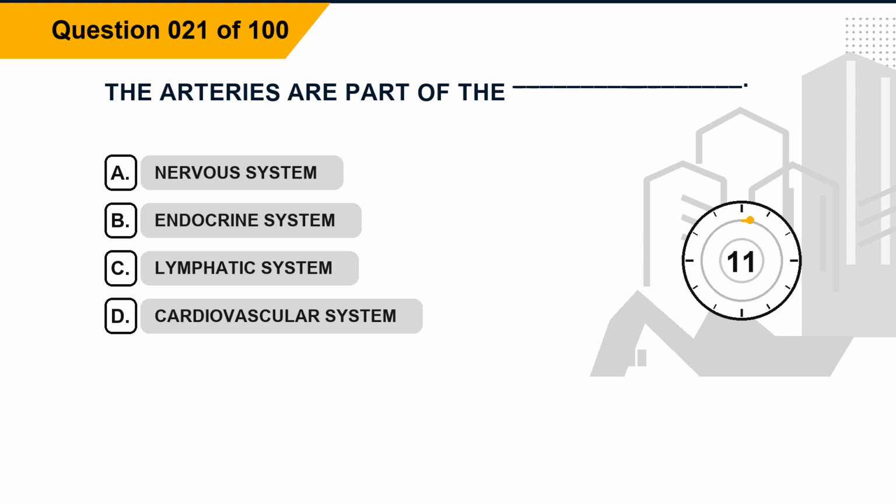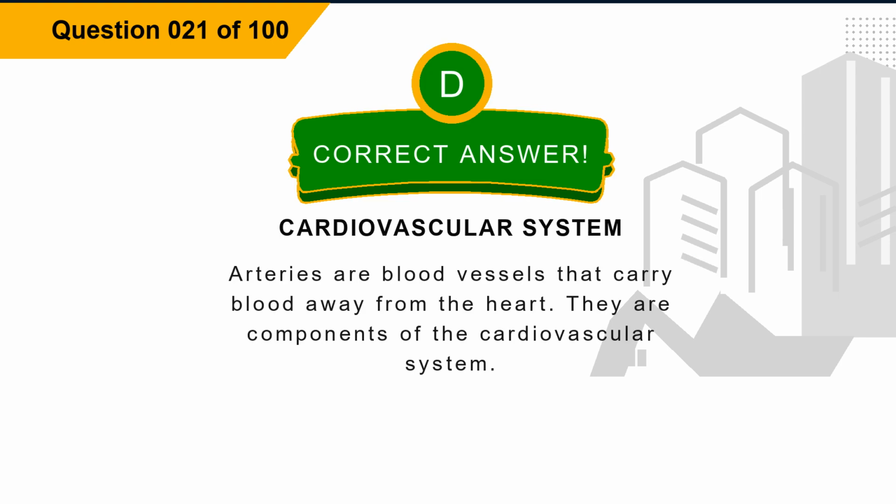Question 21. The arteries are part of the blank. Option A. Nervous system. Option B. Endocrine system. Option C. Lymphatic system. Option D. Cardiovascular system. The correct answer is option D.